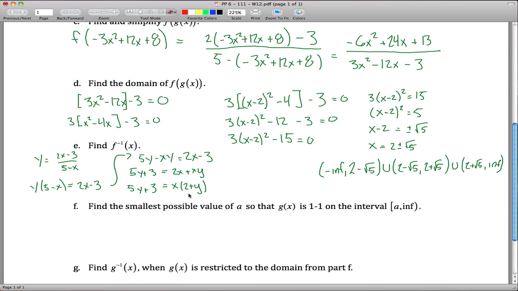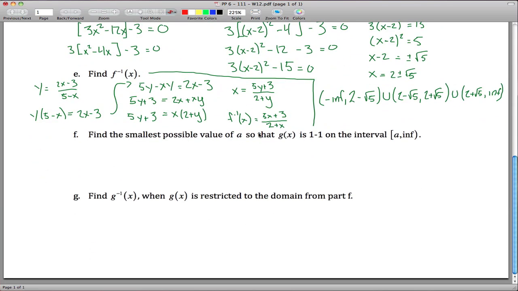And so to get x all by itself, divide by 2 plus y, and you get x equals (5y plus 3) divided by (2 plus y). Didn't leave enough room, but I should go one more step. I should write this as f inverse of x. It wants x to be the variable, so instead of writing y's in there, I'll write (5x plus 3) over (2 plus x). Whew. And this right here is f inverse of x.